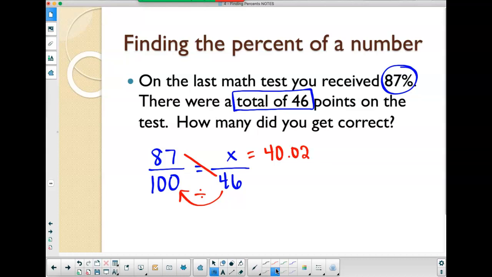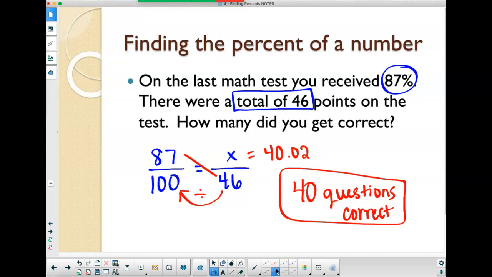Would you leave it at 40.02? Think of the question here. It says, how many did you get correct? Did you get 40.02 questions correct? Probably not. You got what? I would say you got 40 questions correct. Logically, in this problem, we would round to the nearest whole number because typically you don't get 0.02 questions correct. Okay, does that make sense to everyone? Questions from anybody online?